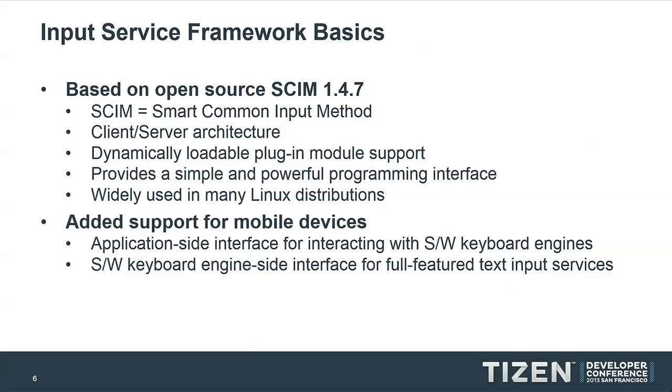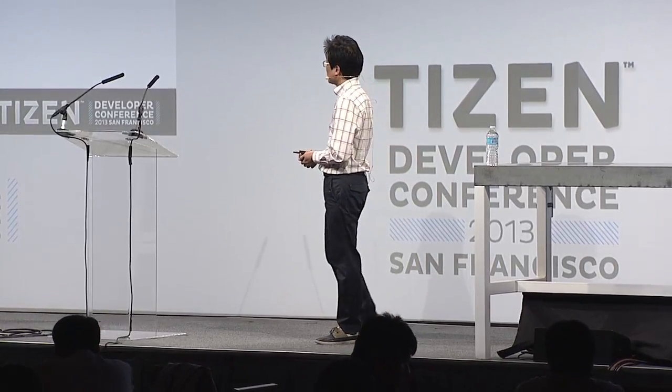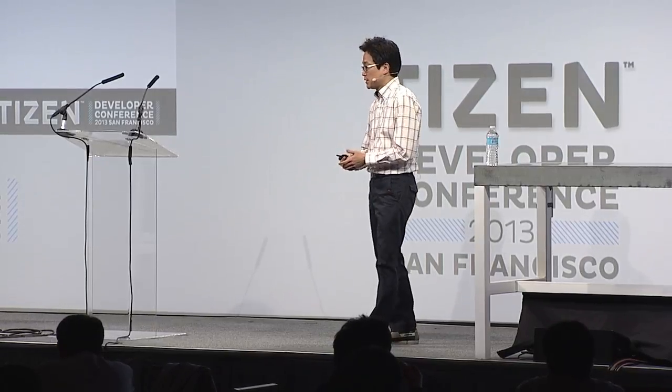But even so, SCIM itself has been developed mainly for desktop systems, so we just have added some of the support for mobile devices that do not have any kind of hardware keyboard. So we added some of the application side interfaces and the software keyboard engine side interfaces so that those two modules can interact with each other.